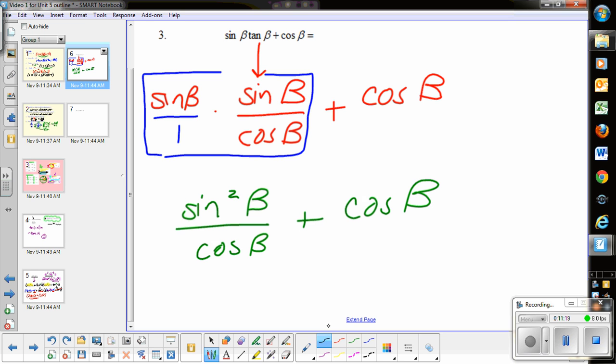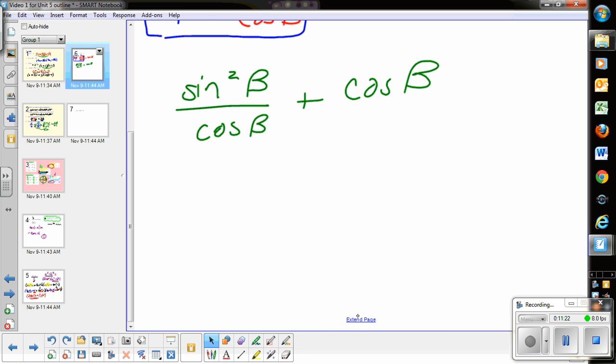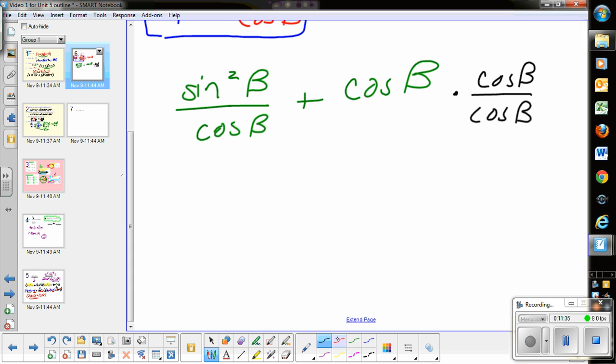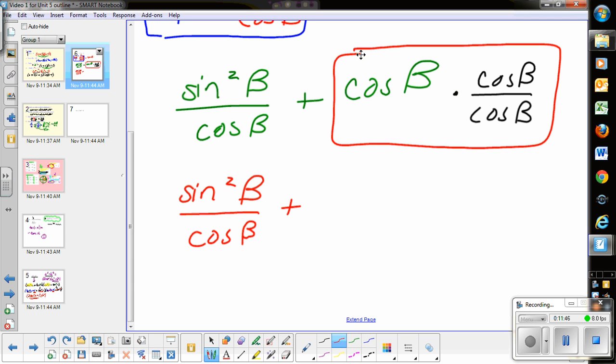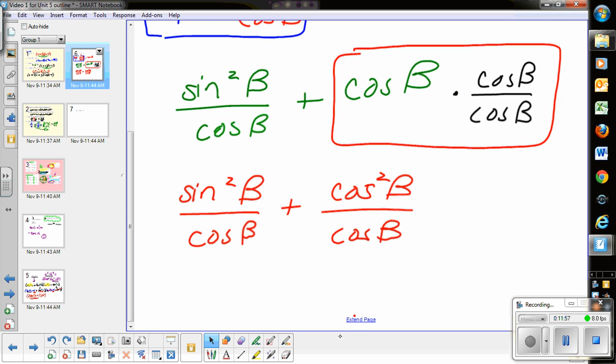And then I need to remember the warm-up. The warm-up said if I needed to add things that were fractions, I needed to have a common denominator. So over here, I'm going to multiply by cosine over cosine. Now this is legal because the writing right there in black is equal to 1. And multiplying by 1 doesn't change anything. So now this part is cosine squared over cosine. And I just carried that first fraction along. My handwriting is so horrible on this. You guys are troopers to put up.